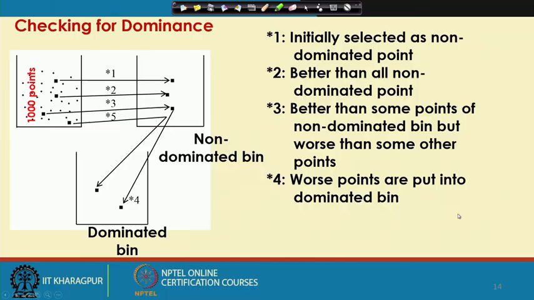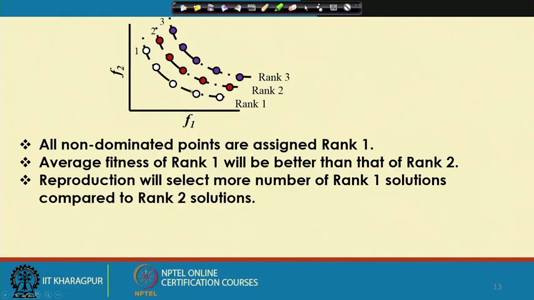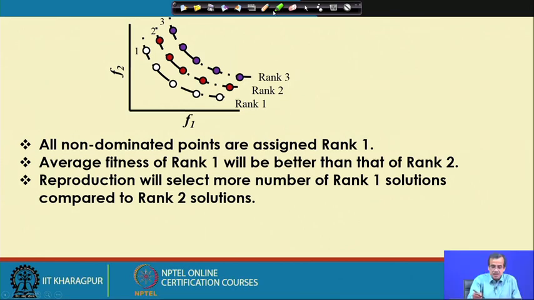And once you have got this rank 1, rank 2 and rank 3 front, now actually we can take the help of the genetic algorithm to find out the Pareto optimal front top solution. Now, the way the GA will help is as follows. If I have got these rank 1, rank 2 and rank 3 solutions, as we have already mentioned, the average fitness of rank 1 will be better compared to the average fitness of rank 2, and the average fitness of rank 2 will be better compared to the average fitness of rank 3.